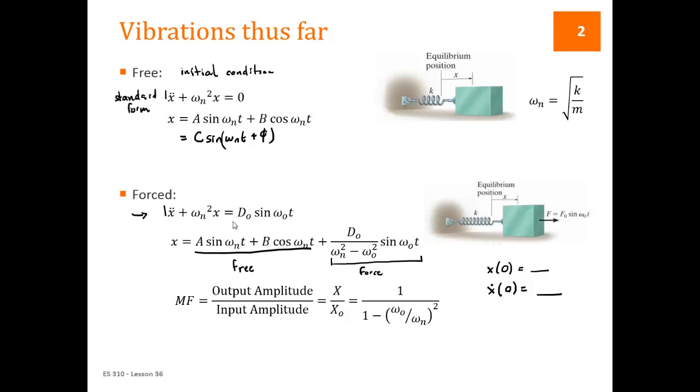In the case of forced vibrations, we have a magnification factor, which is the ratio of the output and the input amplitudes. And that gives us the amount of increase or decrease, increase if it's bigger than 1, decrease if it's less than 1, of the motion of the block due to the fact that we are forcing it to vibrate. It's given in terms of the ratio between the forcing frequency and the natural frequency. The closer the forcing frequency is to the natural frequency, the higher the magnification factor is going to be.